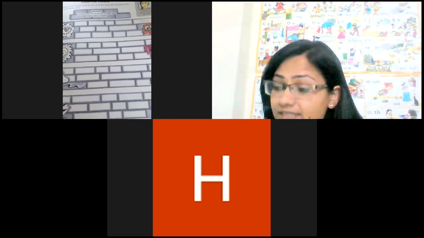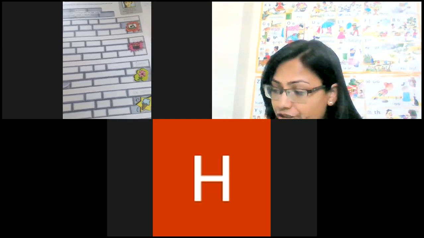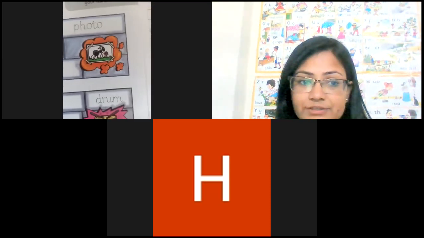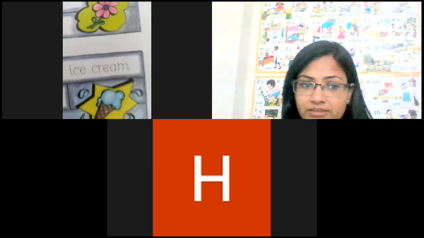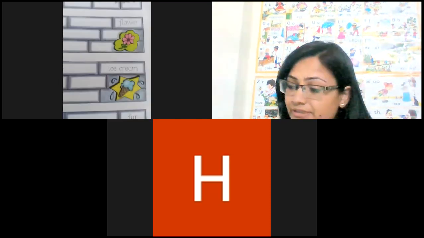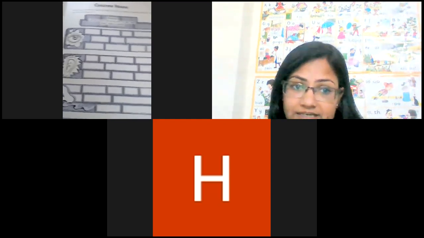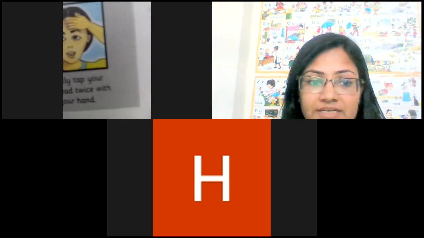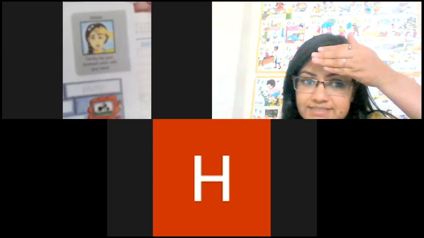Which you can see, hear, smell, taste, or touch. Like here you can see the photo, you can hear the drum, you can smell the flower, you can taste the ice cream, and you can touch the fur. So these are our five senses. If you can feel something with your five senses, then it's a concrete noun. The action for concrete noun is gently tapping your forehead twice with your hand.